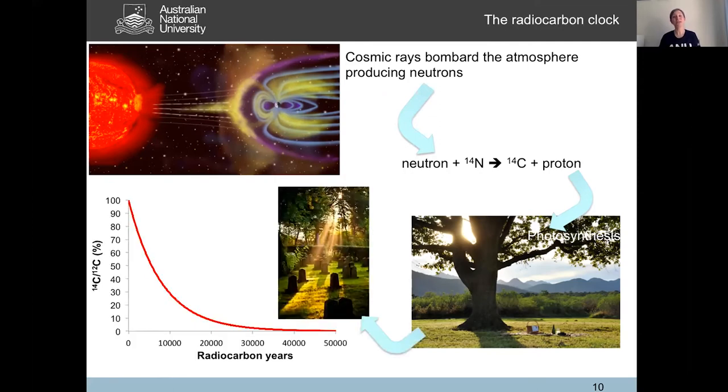But when you die, you're no longer taking in carbon from your diet. So you will start to see this decay of carbon-14 to carbon-12. And then after you've been buried for 50,000 years, you no longer have a detectable level of carbon-14 in your bones, or teeth, which is probably all that's left after 50,000 years.